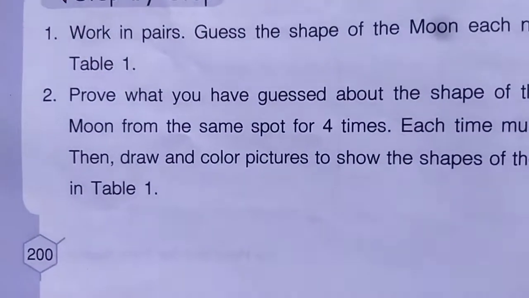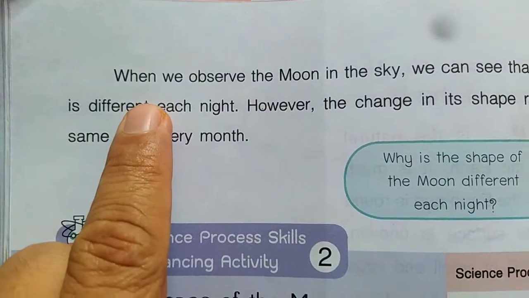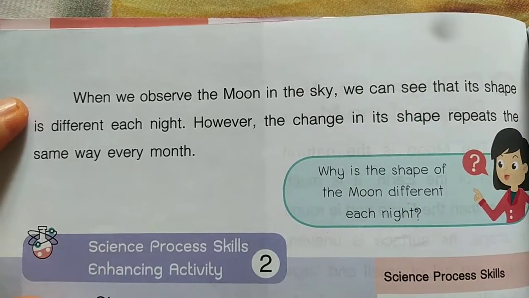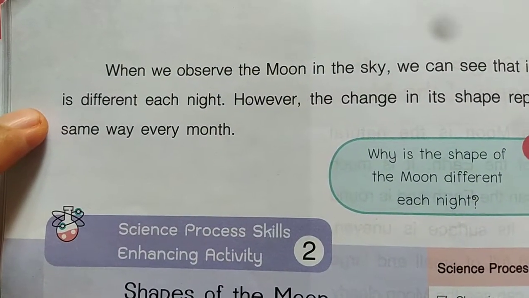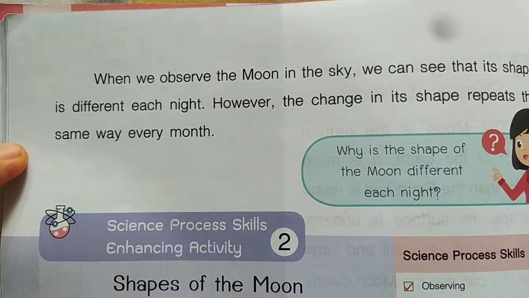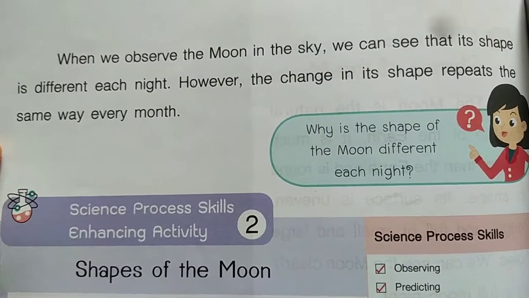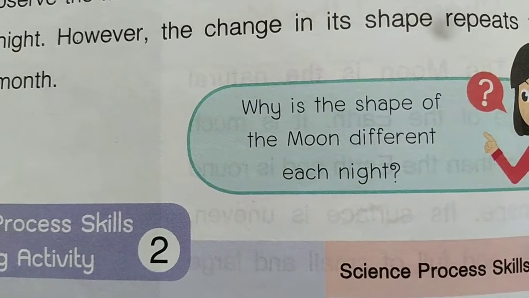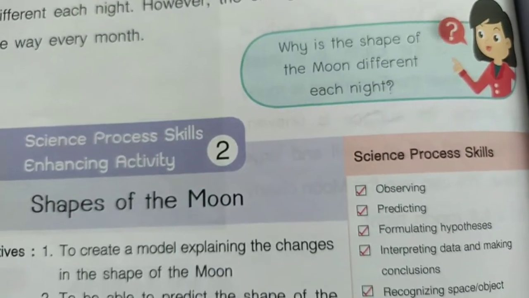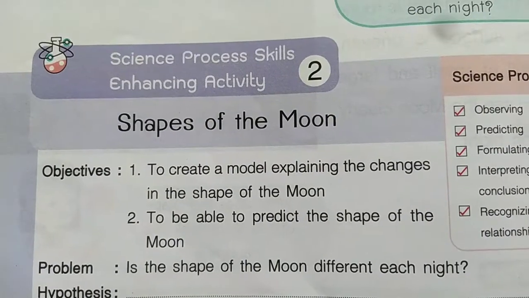Then, on page 200 of your book, we see in here, when we observe the moon in the sky, we can see that its shape is different each night. However, the change in its shape repeats the same way every month. So why is the shape of the moon different each night? Well, let's do this activity of the shapes of the moon.